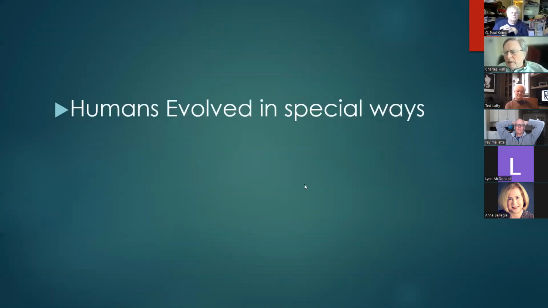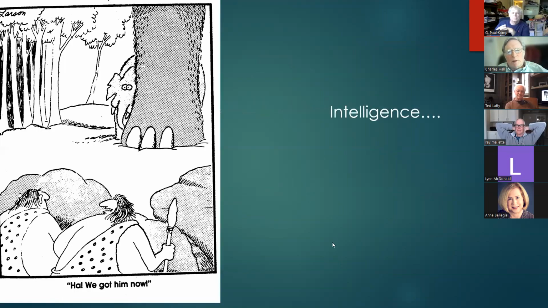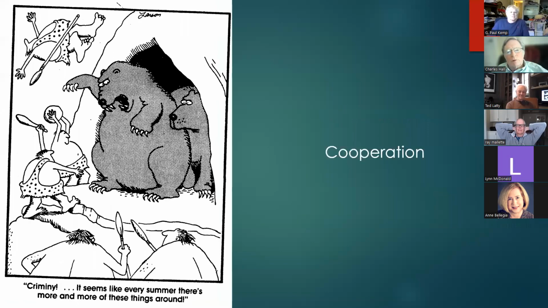Now, humans evolved in special ways, and I'm going to have a bit of a fun time here showing you. Intelligence, obviously. So here's a couple of our purported ancestors not understanding the situation, where they think they've got this baby elephant without understanding he's hiding behind mother. So intelligence, figuring things out, was critically important to the evolution of humans.